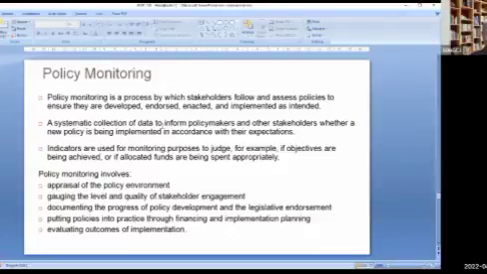Indicators are used for monitoring purposes to judge, for example, if objectives are being achieved or if allocated funds are being spent appropriately. What are the indicators in place? Policy monitoring involves appraisal of the policy environment, gauging the level and quality of stakeholder engagement, these are things I've mentioned, documenting the progress of policy development and the legislative endorsement, putting policies into practice through financing and implementation planning, evaluating outcomes of implementation.